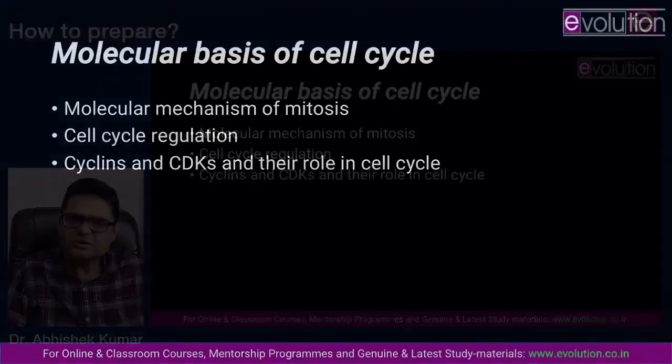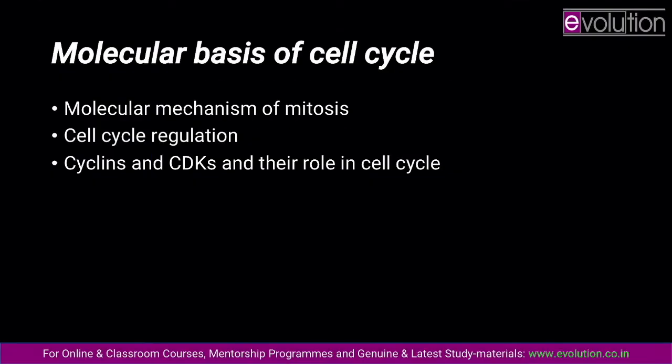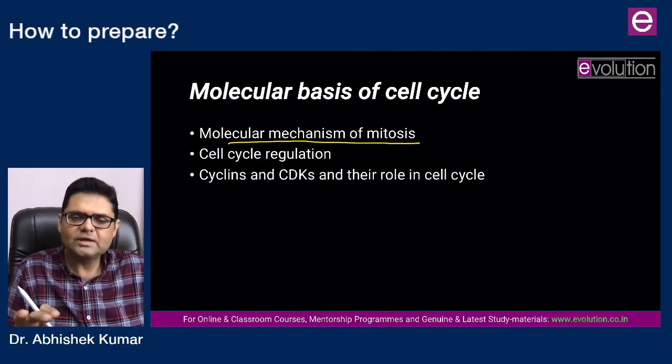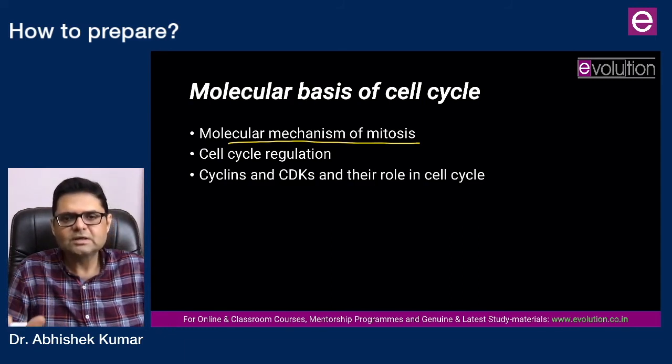In molecular basis of cell cycle, first molecular mechanism of mitosis should be done. That means how spindle fibers are formed, how do they elongate, how do they carry out chromosome capture, how do they stabilize during the metaphase, what causes the separation of the sister chromatids, what causes the shortening of spindle fibers during the anaphase, and so on.